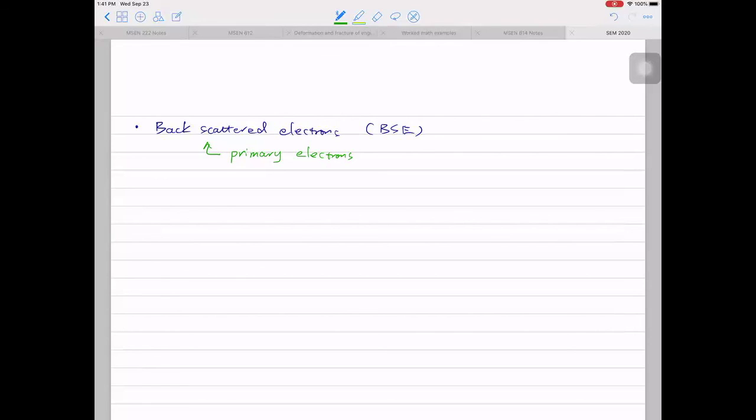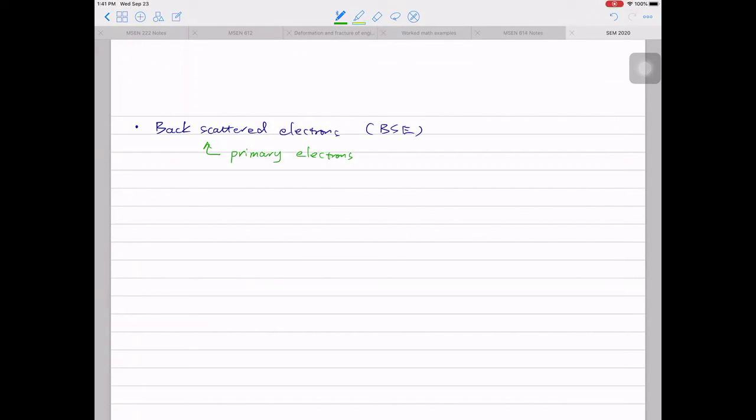It's kind of like you go to a restaurant and pay money. The secondary electrons are like getting change, so the money is not from you. The primary electrons are like you pay for the bill, and they give some of the money back to you. So that's the difference. Those are primary electrons.